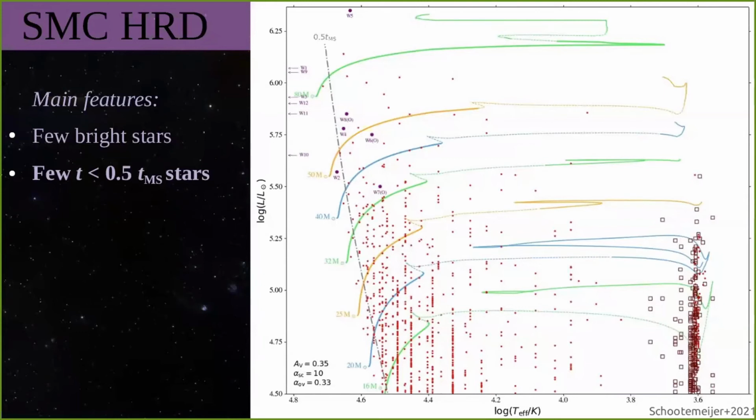And secondly, the second feature that I'd like to discuss is the stars that are in the first half of their main sequence lifetime. As you can see in this plot, there are almost no stars to the left of the half main sequence line, where half of the stars would be expected to reside. This number is well below 10%. So this is an even more surprising feature that we certainly hadn't expected when we undertook this study.